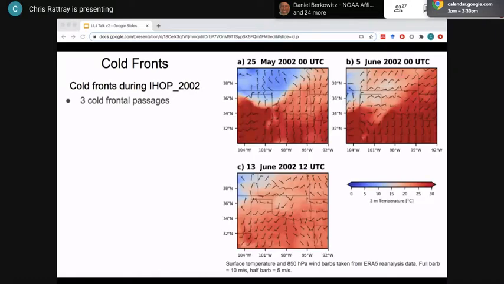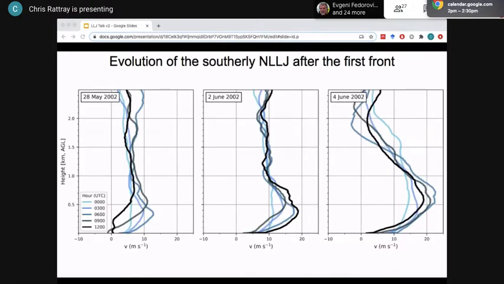So there were 3 cold fronts during the period. This work will mainly focus on the days between the 2nd and 3rd front. So that's June 5th and May 13th. So just taking a quick look at the evolution after the first front.